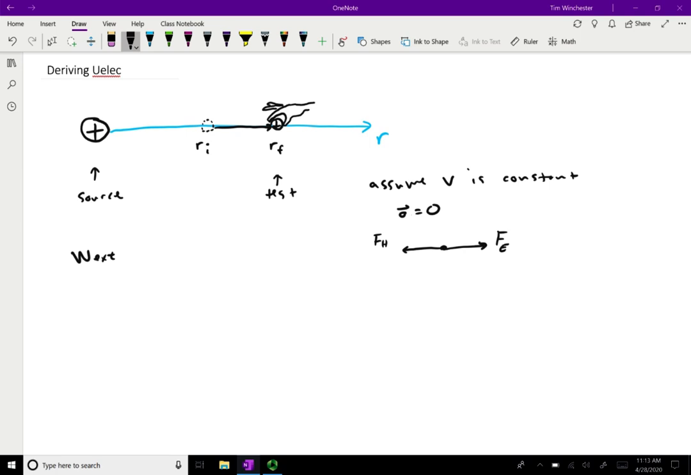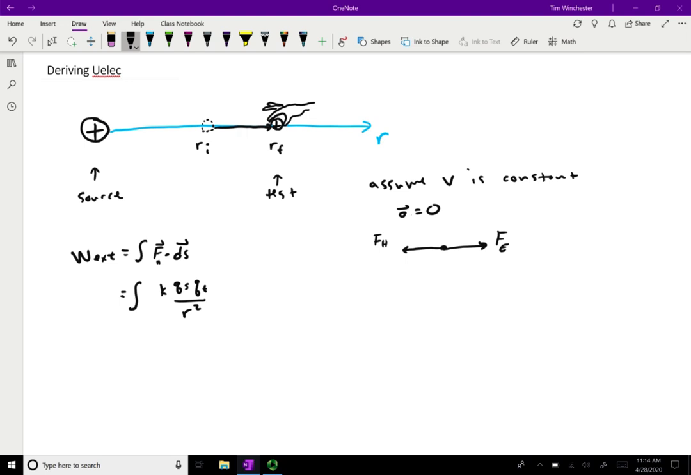Remember that the work is just defined to be the integral of the force dotted into the displacement. In this case, the displacement is going to be in the r direction, so it's moving along that r axis. In particular, the external work is done by the hand. So this is going to be the force from the hand, Fh, times ds. The magnitude of the force from the hand is the same size as the magnitude of the force from the charge, which is going to be k times the source charge times the test charge over r squared.